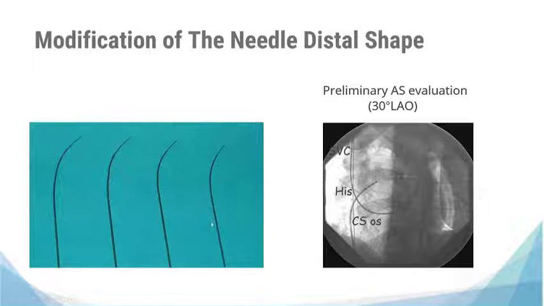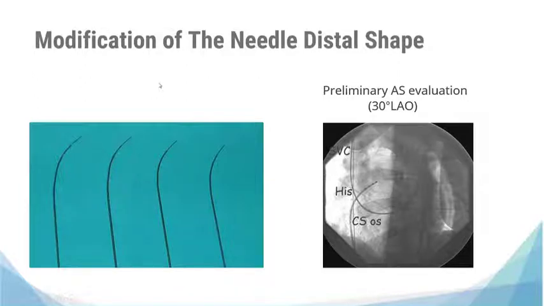Sometimes we need to curve a little bit more the needle. We usually use a BRK, and then we apply manually a shape in the distal and even in the more proximal part of the needle according to the type of the atrium. If we have enlarged right and left atrium, we apply a more marked curve to the distal part of the needle.